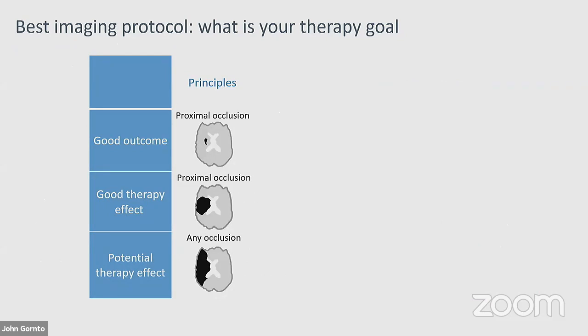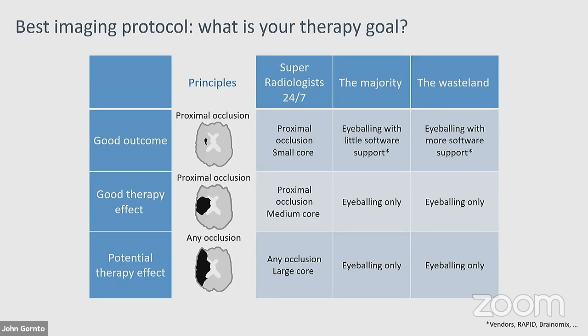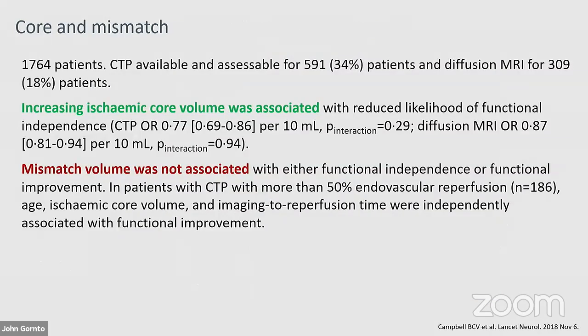And again, the same story here, good outcome, good therapy effect, potential therapy effect. And this is connected with the situation that you encounter with the radiologist. It looks a bit complicated, but it essentially says the more you can do without the high-end imaging, the more resources you need. So you replace resources from the people side with the software in specific situations.